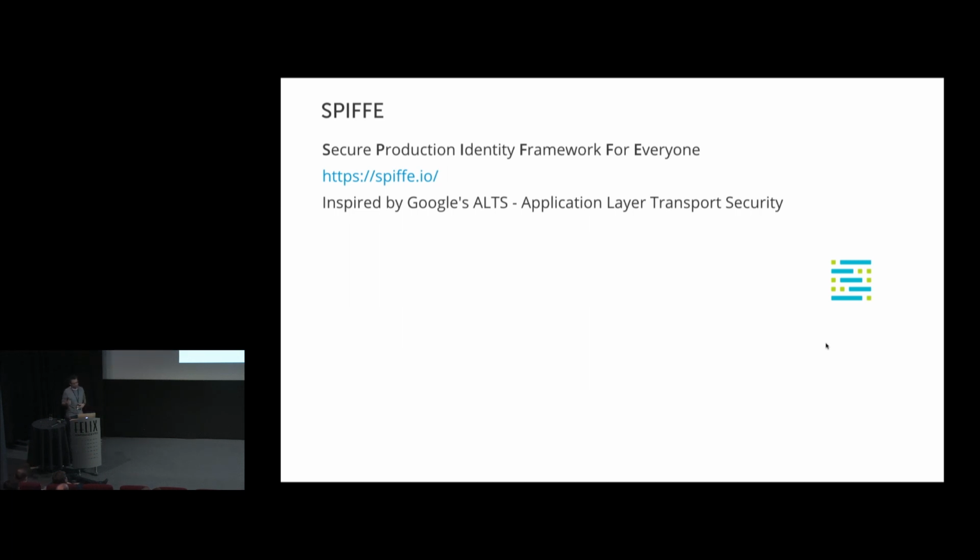What we want to know is the workload. So we want to know, am I speaking to the right type of process? Am I speaking to the right type of microservice? I don't really care where it is, as long as it has this way of proving that it is the workload that it's supposed to be. So we have workload or service identification instead of host identification.